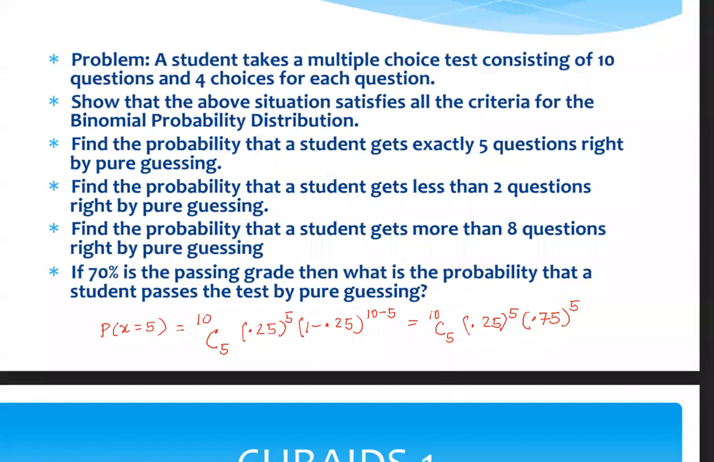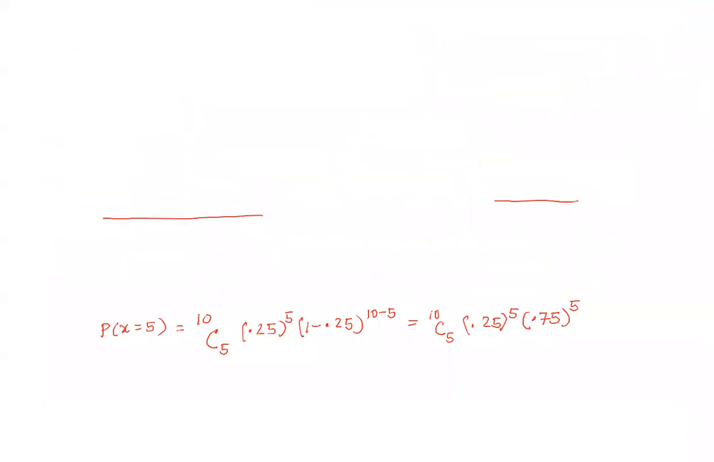Any question, anybody about this? All right, next question is this. Find the probability that a student gets less than 2 questions right by pure guessing. So less than 2 questions, right? So what does that mean? Probability of x less than 2.